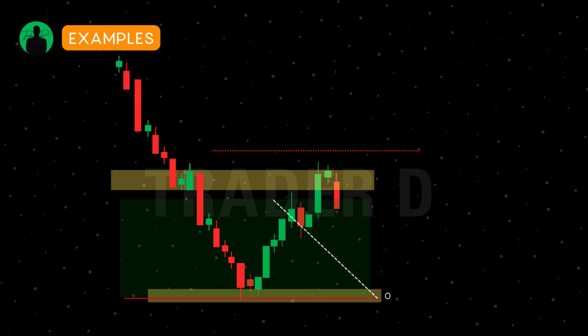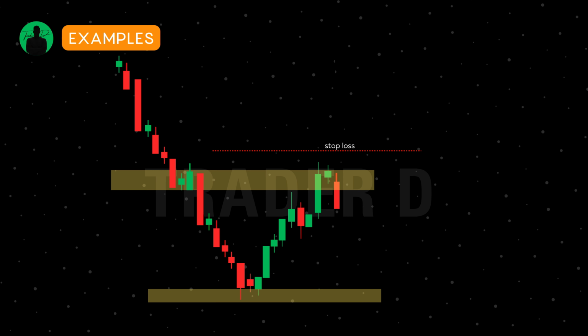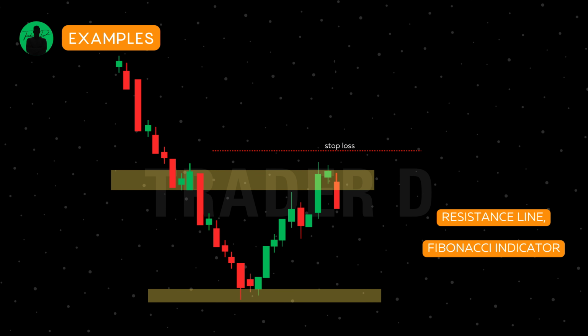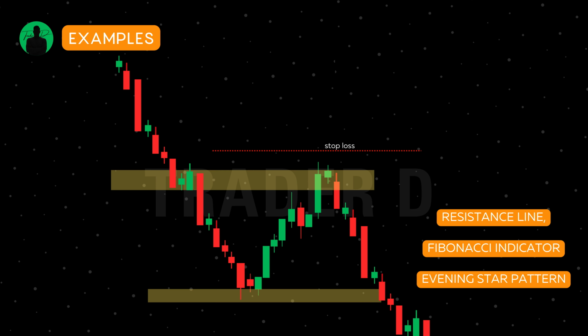Placing your stop loss slightly above this swing high allows you to enter a short trade since you have 3 confirmations: the resistance line, rejection from the Fibonacci indicator, and the evening star pattern. After some time, the price moves down, indicating that the evening star pattern acted as a trend continuation signal.